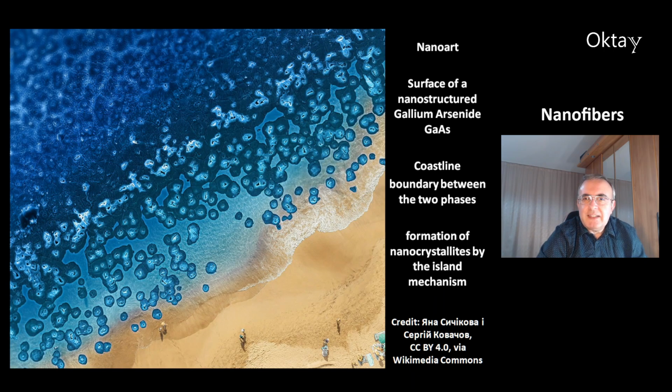And this is a very nice nano art. That's the surface of a nanostructured gallium arsenide. You can see the coastline, the boundary between the two phases. And you can see the formation of the nanocrystallites by the island mechanism. It's a very beautiful image. The science is interesting and the image is also very beautiful.